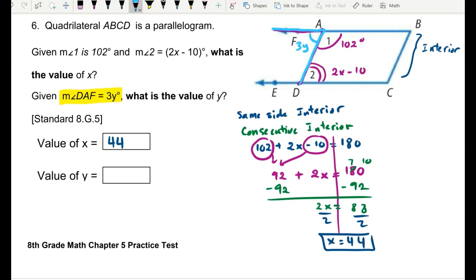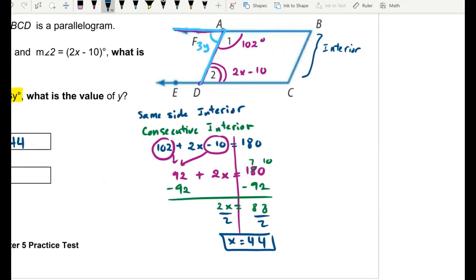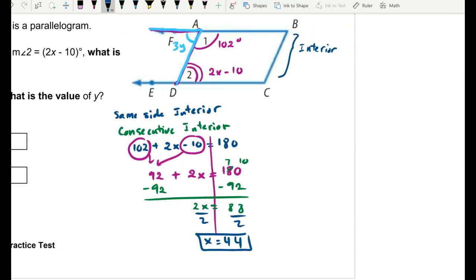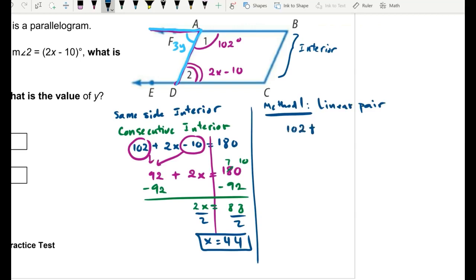There are two ways to do this. You can either use the linear pair, or you can use the alternate interior angles. I'm going to go with both ways, so you can choose the best way for you. Method 1 is the linear pair. Angle 1 and 3y are side by side and they make a straight line, meaning 102 plus 3y equals 180.